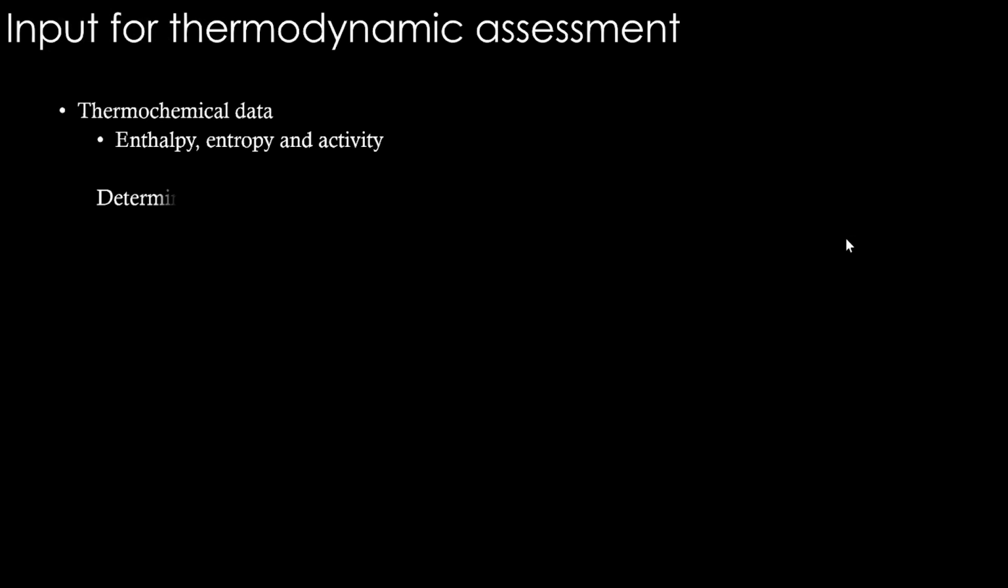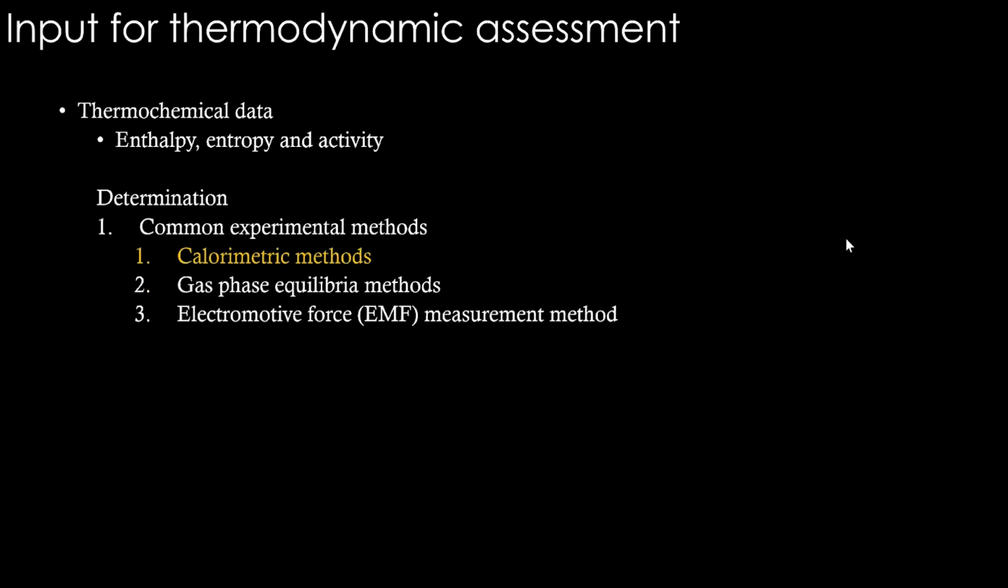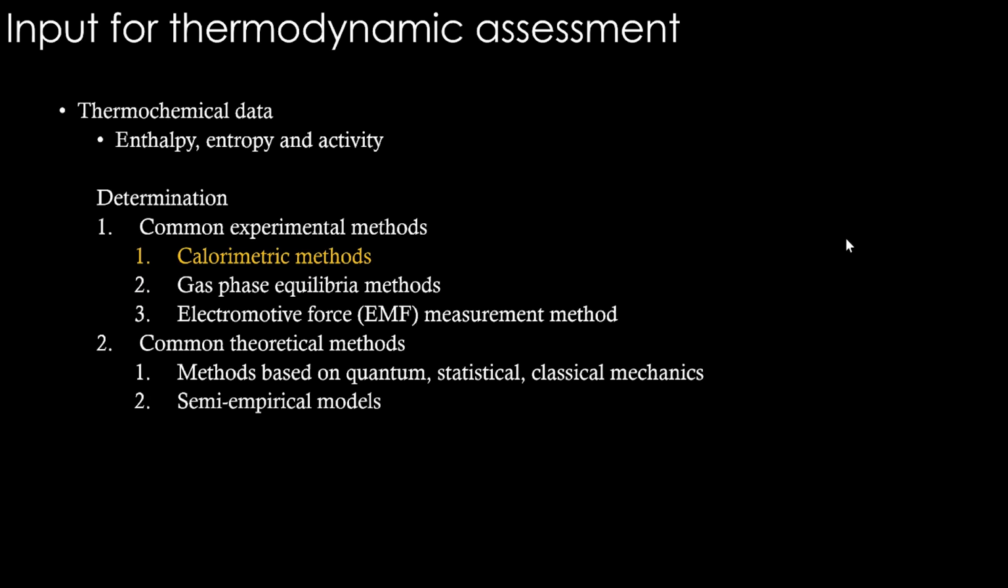First, the thermochemical data, especially enthalpy, entropy and activity, can come from multiple methods. So the outline is given here. Common experimental methods are calorimetric methods, gas phase equilibrium methods, and electromotive force (EMF) measurement methods. And then common theoretical methods are methods based on physics: quantum physics, statistical mechanics, classical mechanics, and then some semi-empirical approaches.